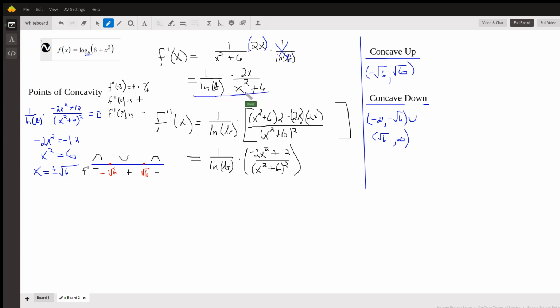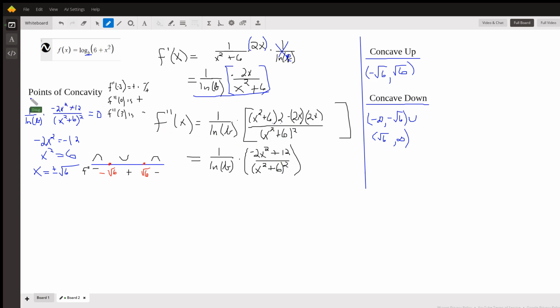Now, how do you find the second derivative? Well, I'm going to take 1 over ln of b times the derivative of this thing using the quotient rule. That's the denominator times the derivative of the numerator minus the numerator times the derivative of the denominator, all over the denominator squared. Remove parentheses, combine similar terms, and you get negative 2x squared plus 12.